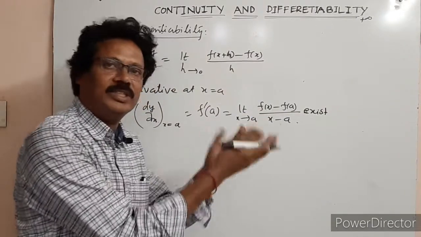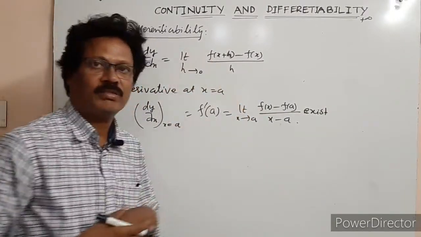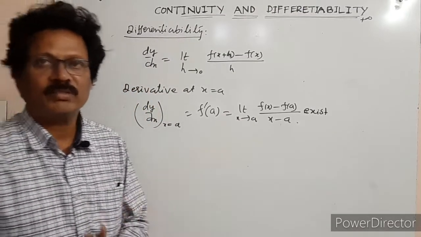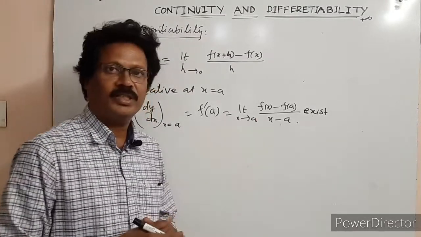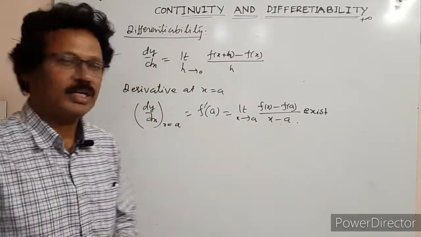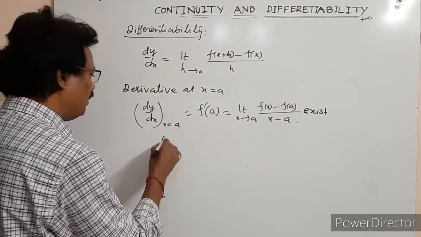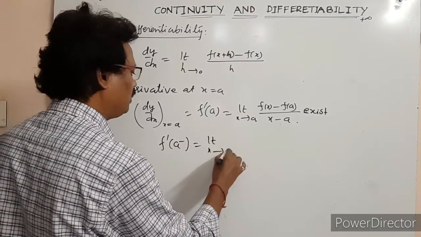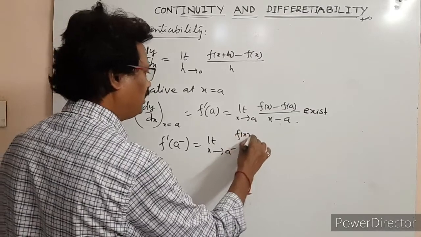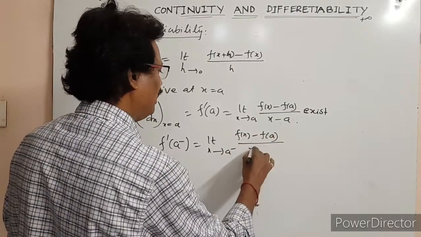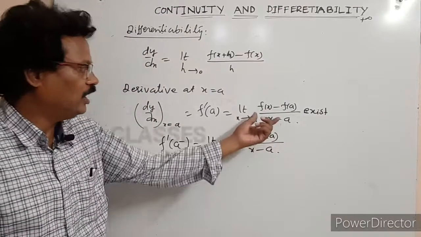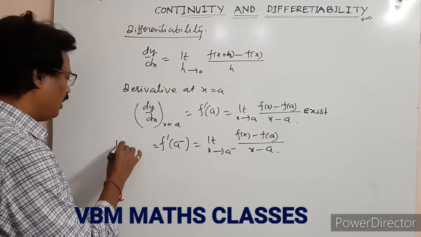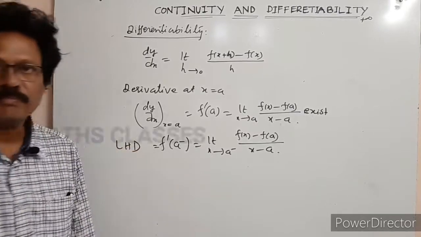Now if this limit exists only, we call it derivative at x equal to a. If this limit does not exist, therefore it is not differentiable at x equal to a. When this limit does not exist, left limit is not equal to right limit. That left limit is called left derivative, f dash a minus, limit x tending to a minus of f of x minus f of a by x minus a. This is called left hand derivative, LHD.